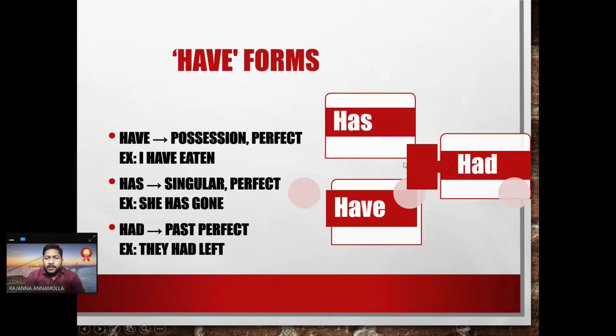In present simple and past simple, they indicate possession, and in perfect tenses these are also used. Understand? Present perfect tense, past perfect tense. So, I have eaten. Singular: she has gone. Past perfect: they had left. So these are called have forms, and these are their uses.